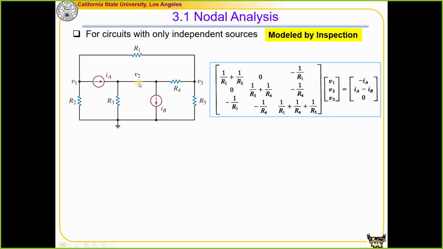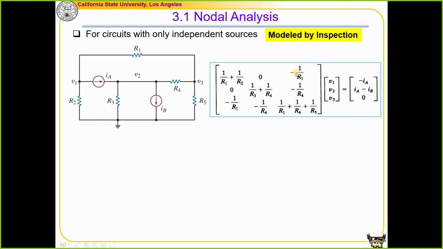Between node 1 and node 2, there's no shared branch with a resistor. So this is why we have a 0. And between 1 and 3, there is one branch with a shared resistor. This R1 is connected to both V1 and V3. This is why we have negative 1 over R1.